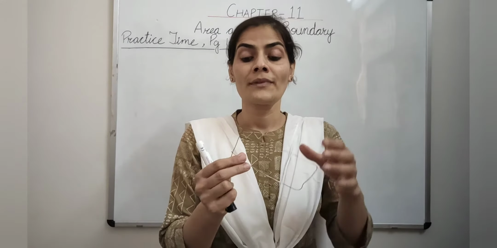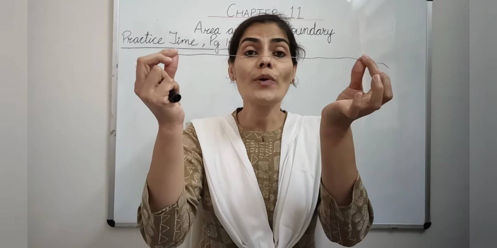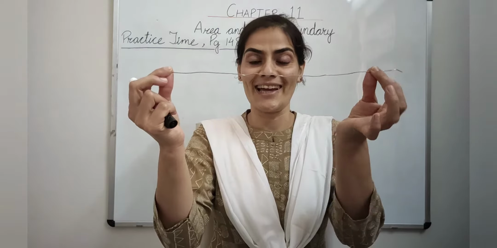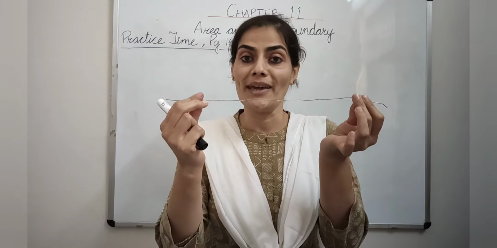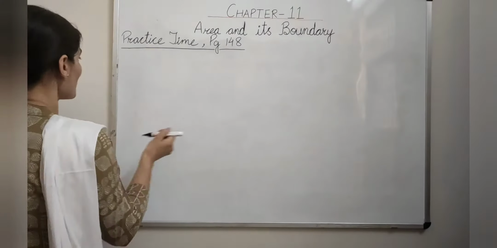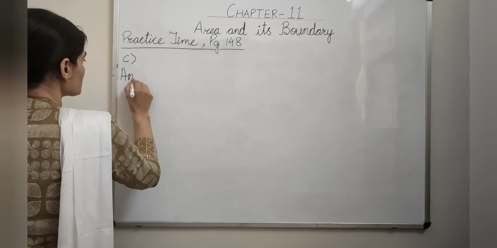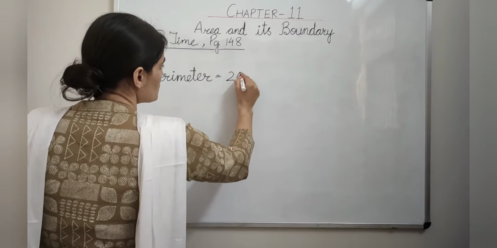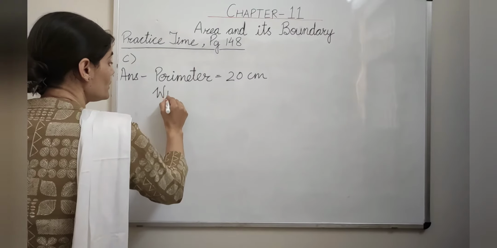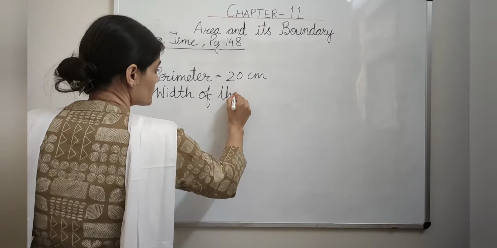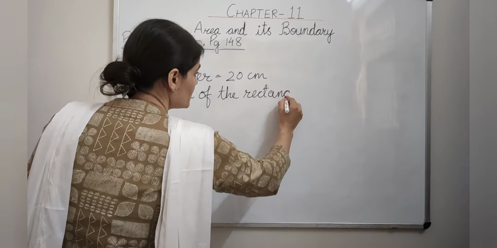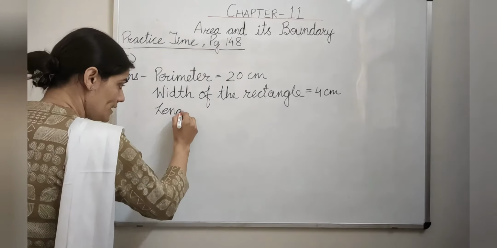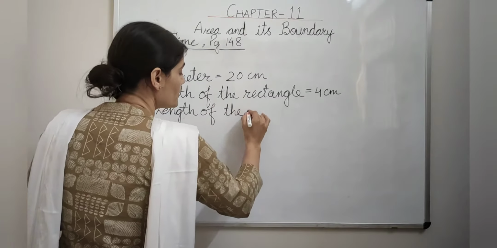Now just observe everyone. This rectangle was made with a 20 centimeter long wire. So what do we know? We know the perimeter of the rectangle because with this wire only we have made the rectangle. So let's write part C answer. So perimeter is equal to 20 centimeter. We also know the width of the rectangle. How much is that, beta? It is 4 centimeter. What are we required to find? We need to find the length of the rectangle.